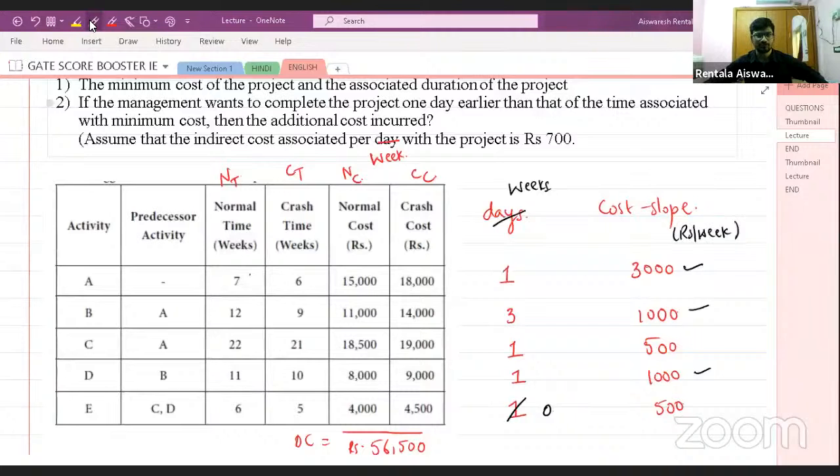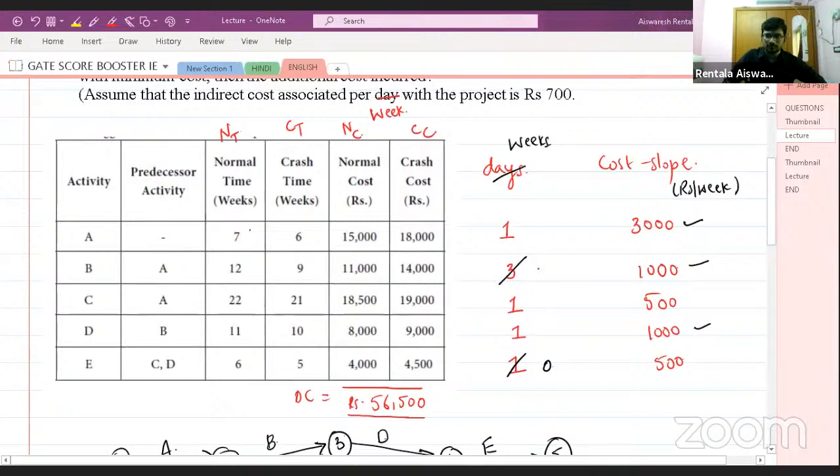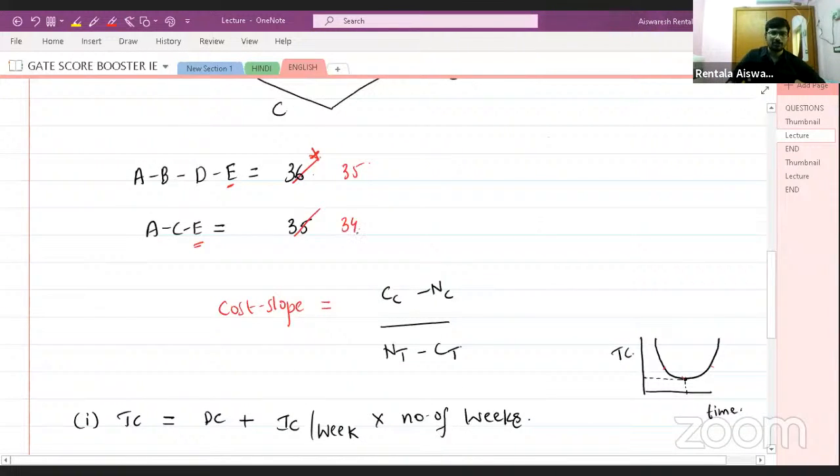There will not be any change, do not worry. So let us crash activity B. If I crash activity B by 1 day, what will happen? This becomes 2. What about this path? If I crash, this becomes 34, and as activity B is not present in this path, this will remain 34 only. Now you are having two critical paths.